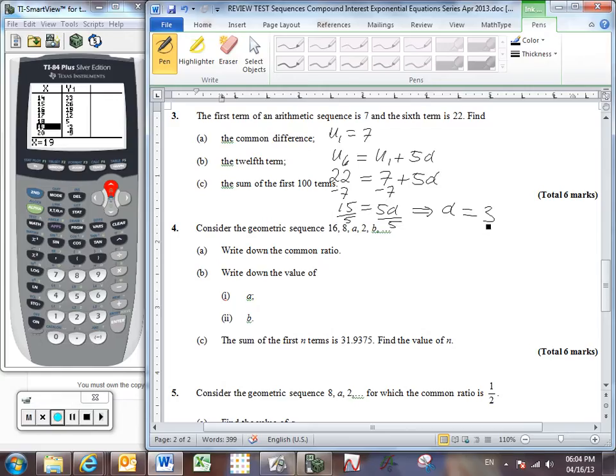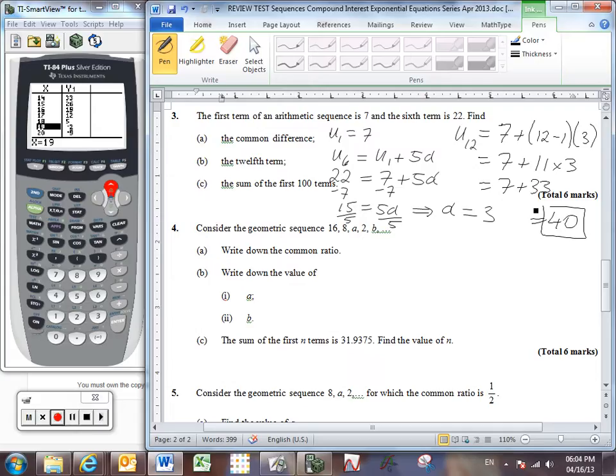Part B, it wants you to find the 12th term. So because it's looking for a term, we use the u12. That's going to be u1, which is 7, plus (12 minus 1) times the common difference of 3. That equals 7 plus 11 times 3. That's 7 plus 33, and therefore the 12th term is 40.